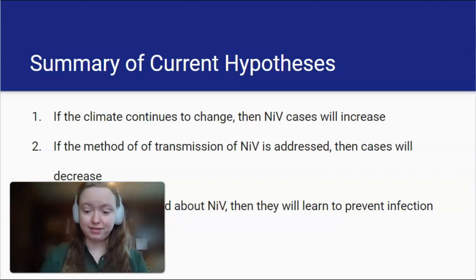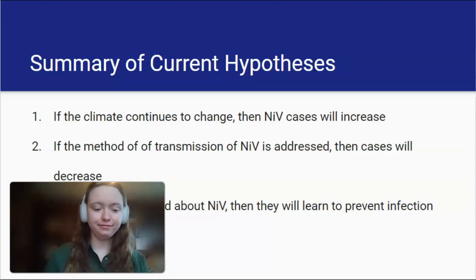Finally, the third hypothesis. If people are educated about NIV, then they will learn to prevent infection. NIV is not a commonly discussed disease here in the United States, but it has devastating effects on Asian populations. If those populations are educated about the spread of NIV, then they will be more likely to check their crops for infection and catch the virus before it spreads.